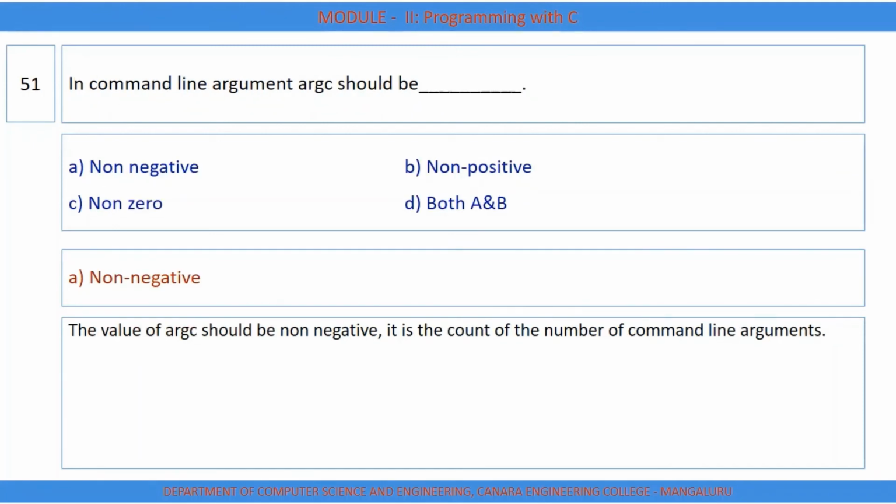In a command line argument, argc, which refers to argument count, should be dash. Option A, non-negative. Option B, non-positive. Option C, non-zero. Option D, both A and B. Answer is option A, non-negative. Argument count is the first parameter that we use to store the number of command line arguments. It is important to note that the value of argument count should be greater than or equal to 0. So option A is the answer.